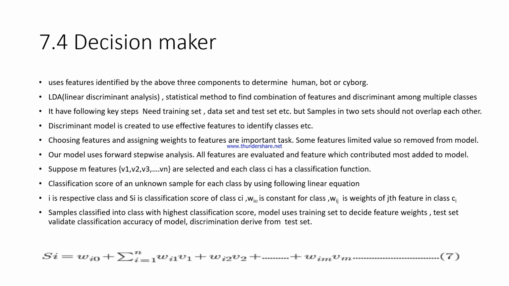The model uses the training sets to decide the feature weights, and the test set validates the classification accuracy of the model, with discrimination derived from the test sets. This is shown through this equation: Si equals Wi0 plus the summation of all the features, that is, Wi1 b1 plus Wi2 b2 up to Wim bm.